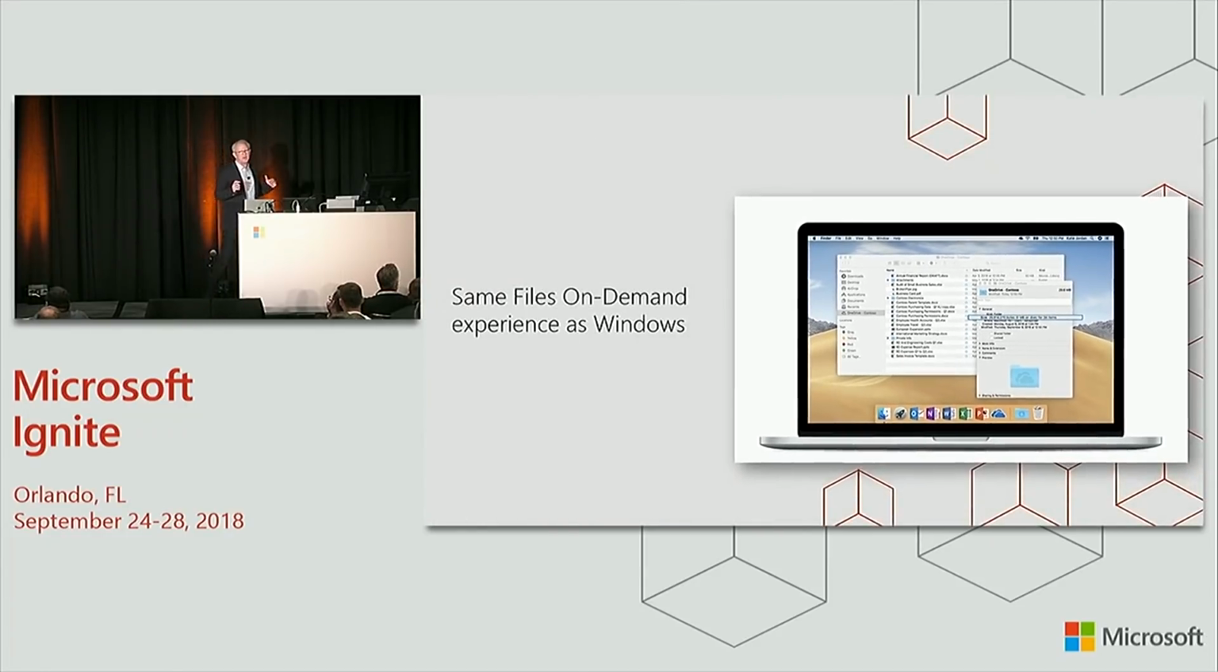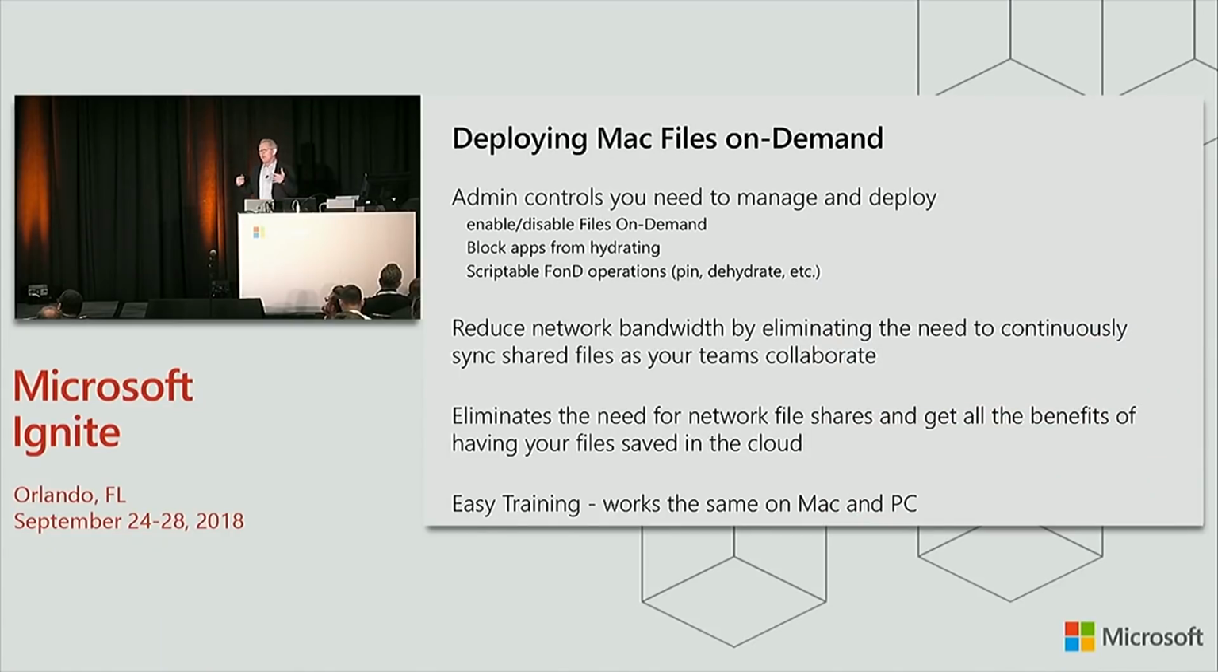So by getting the same Windows experience, it means that we can have a single training across all of your organization, whether it's Windows or Mac. And so we provide you with all the admin controls that you'll need to basically enable or disable Files on Demand, so you can time the rollout just like you can with Windows. Also, if you have apps that haven't become friendly with Files on Demand, and it might be hydrating files in a way that is unhelpful, like because they're scanning through the directory and loading all the files, you can actually blacklist those apps from hydrating files.